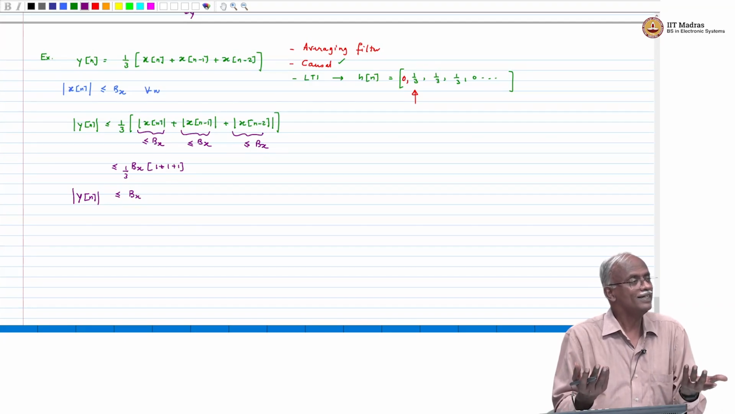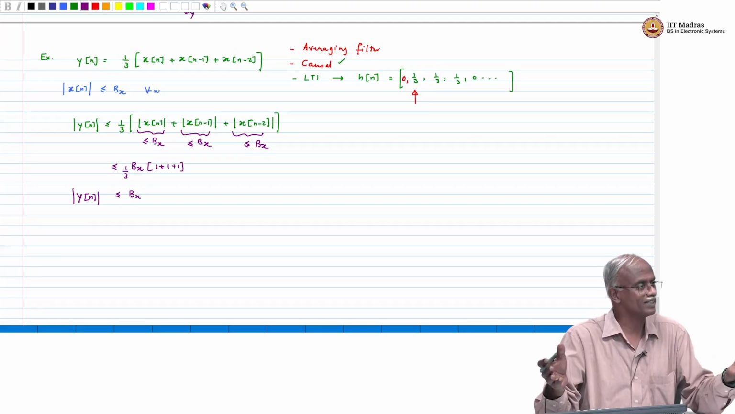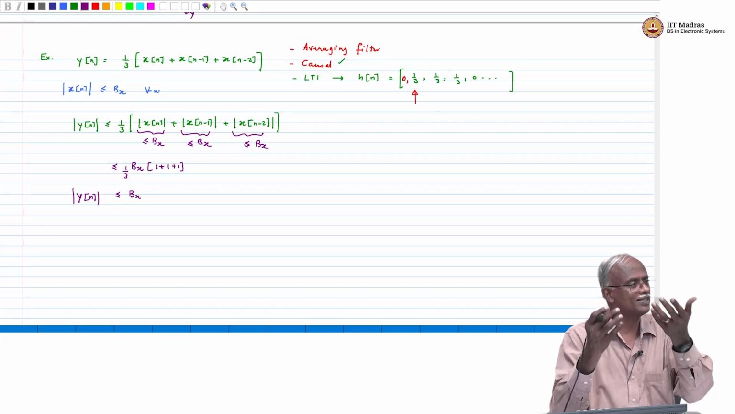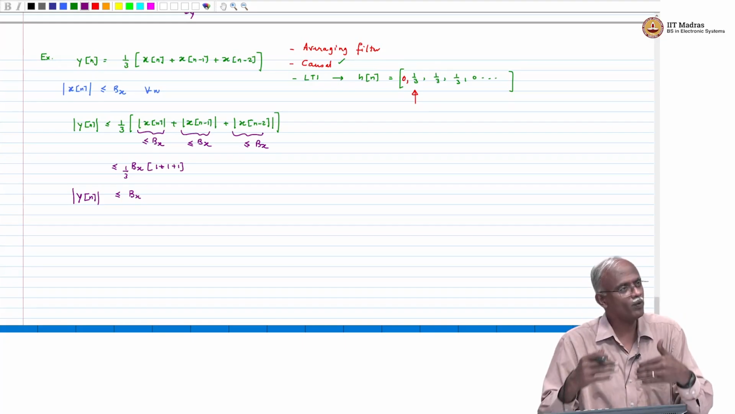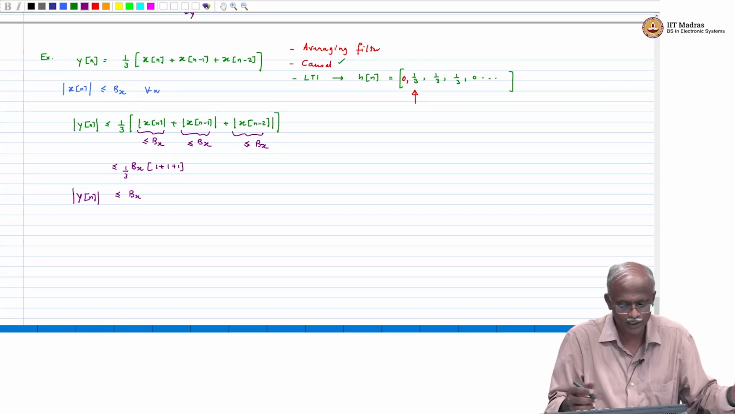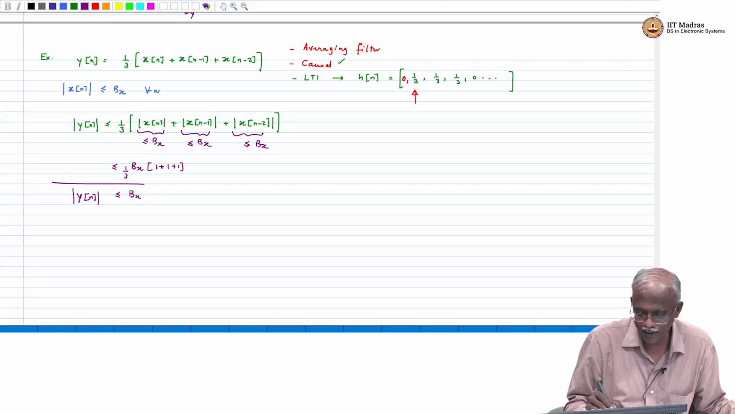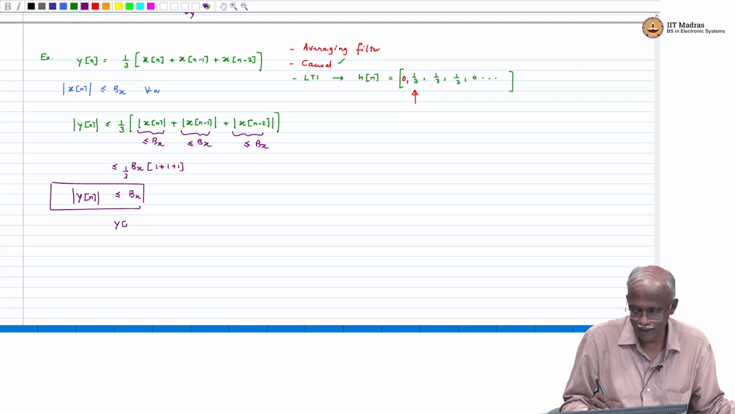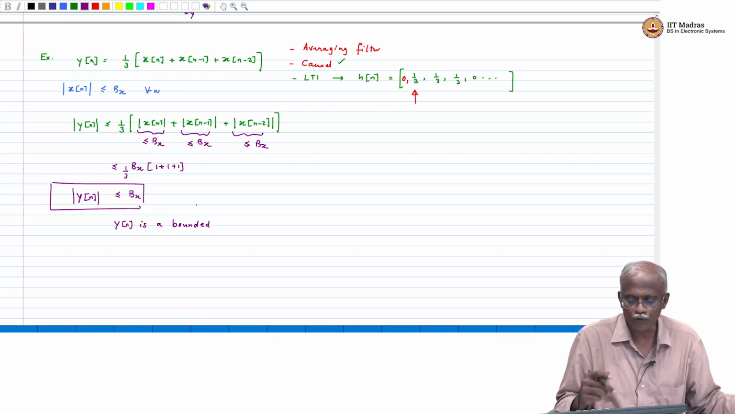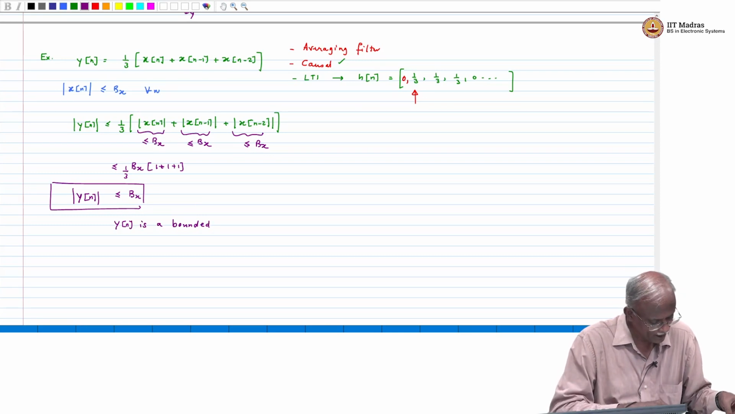Why? Because I did not do any operation except averaging. So, if the original sequence was bounded, this one also will be bounded, and of course, whatever was the bound of the original sequence is also the bound of the current sequence. Okay, so y of n is a bounded sequence. I hope you are able to see that this is a useful way of understanding this.